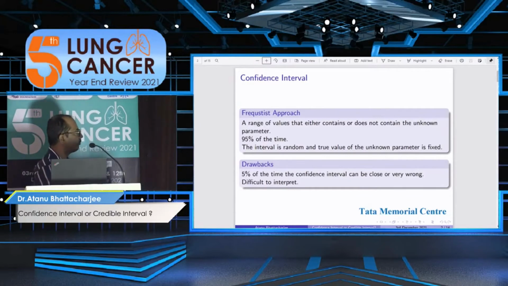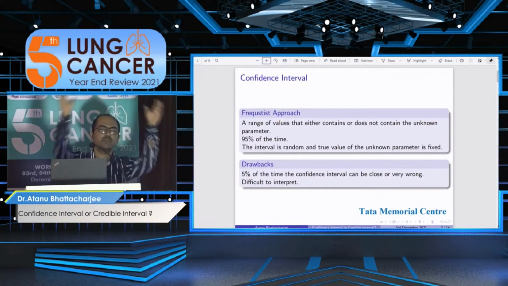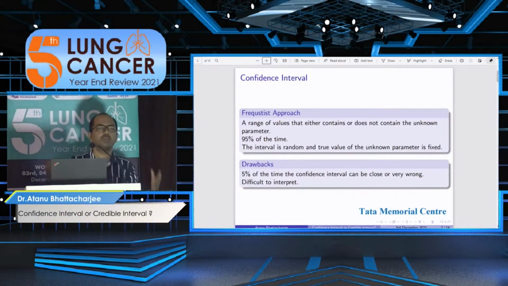The drawback is that 5% of the time the confidence interval can be wrong, and it is quite difficult to interpret. You might wonder why it is difficult to make the interpretations, but conceptually it is not always correct. The reason is that every time we use this confidence interval concept, we assume that whatever sample we have is extrapolated and is representative of the population.